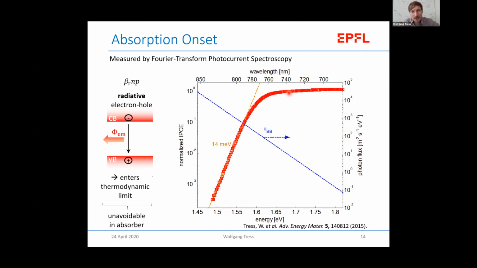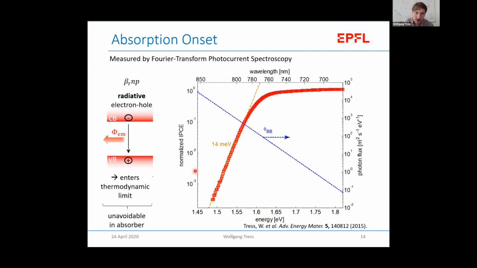And in these perovskite materials, we measured those rather at the beginning of these devices. We measured, this is now not the absorption, but the photocurrent response, external quantum efficiency in principle, or incident photon to current efficiency.